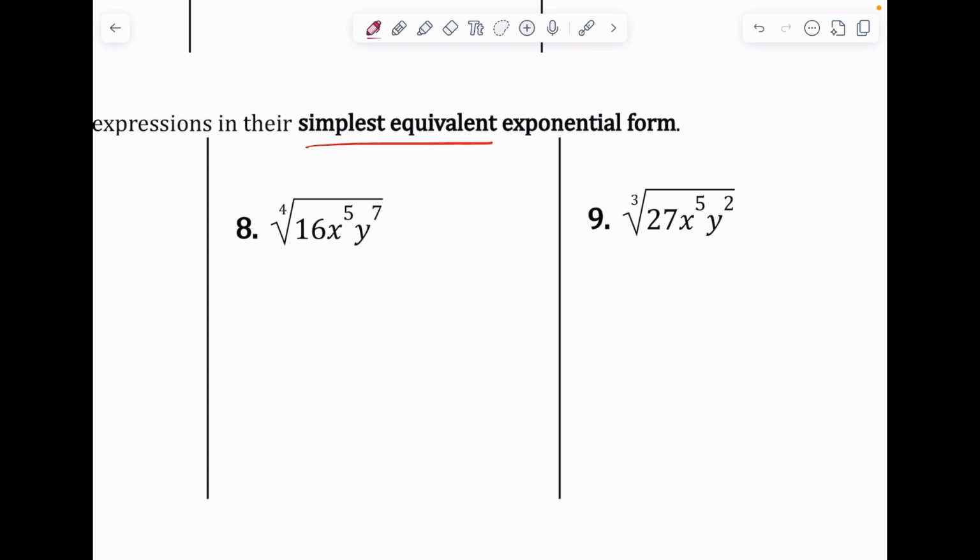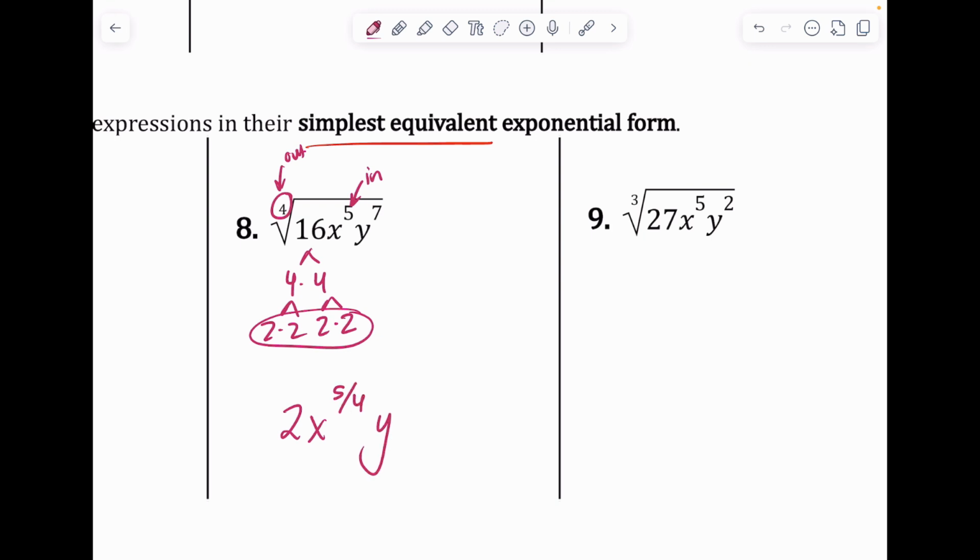Fourth root of 16, x to the 5th power, y to the 7th. All I'm going to do is rewrite in an equivalent exponential form. So I'm going to think of 16, think of what number is going to 16, 4 and 4, but I need a number that repeats 4 times. I keep breaking this up, and I get 2 repeating 4 times. So I have 2 is a group, so it comes out 2, and then my exponent is x, and x has an exponent of 5. This was in, and this was out. So my exponent over my root, and then the same with y. Y is my next base, 7 is my exponent over 4.